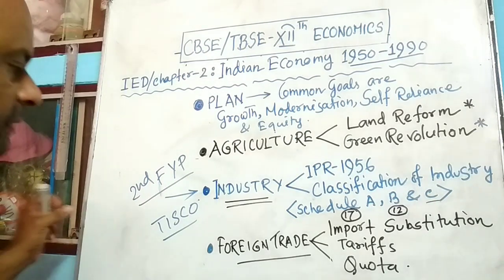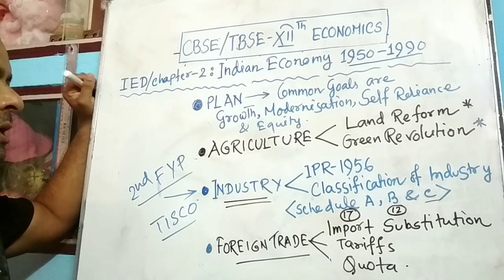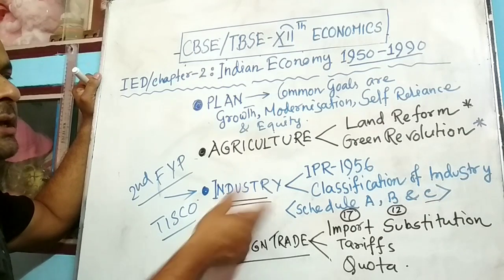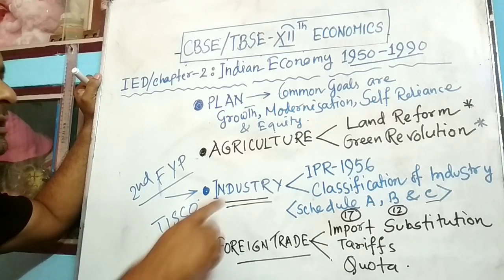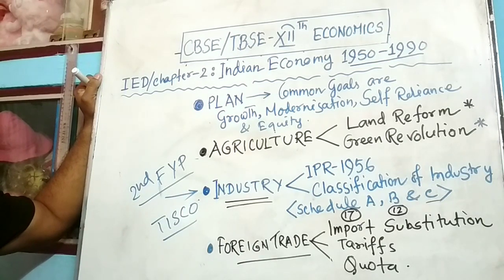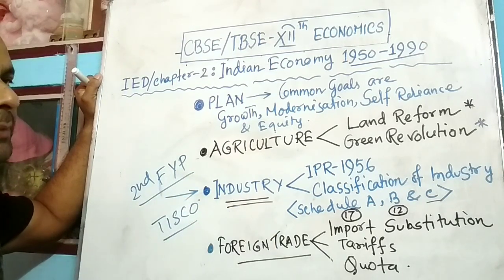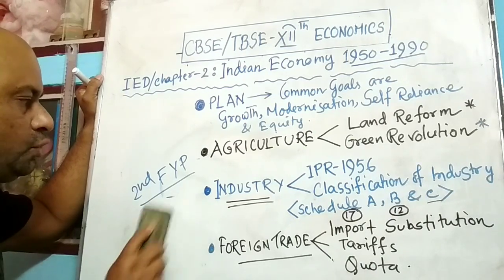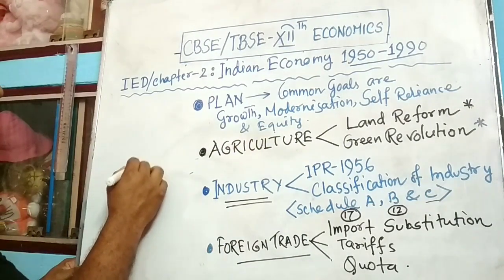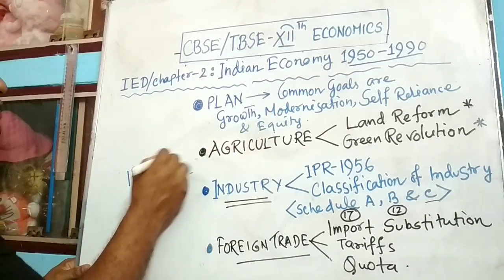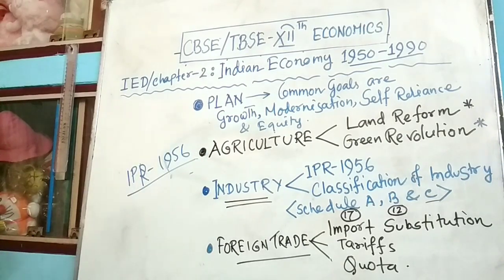And without basic and heavy industries, the industrial development of a country is impossible, because basic and heavy industries are the base of all industries. Machine tools are produced only in the basic industries, iron and steel industries, like that. So the Indian government gave emphasis in the second five-year plan to industrial development. For that, the Indian government took two policies. The first one is the IPR 1956, Industrial Policy Resolution 1956.